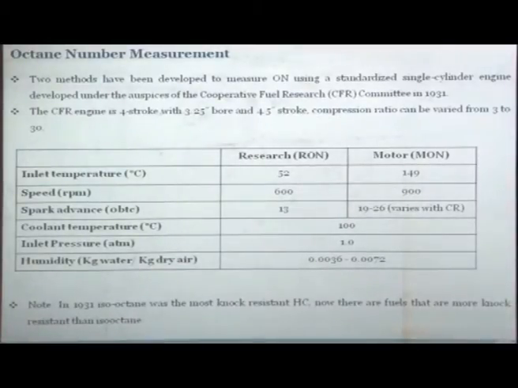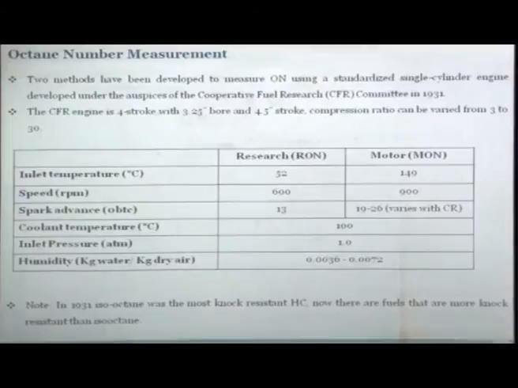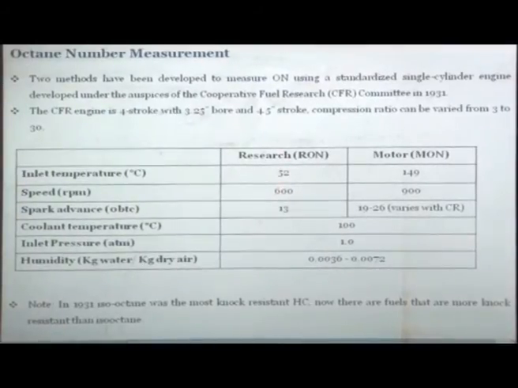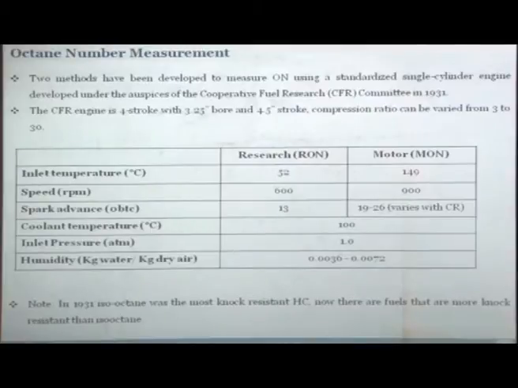So you see, research octane number and motor octane number are both measured in the CFR engine, and the engine is operated at standard conditions. What are those standard conditions? When you are trying to find the research octane number, the inlet air temperature is maintained at 52 degrees. In motor octane number, the inlet air temperature is 149 degrees C. The speed of the engine is 600 in the first case. In this case, the speed is maintained at 900.